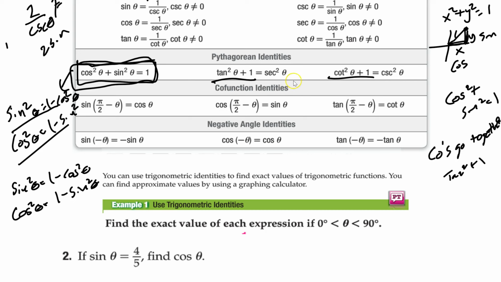Another way you can do that is to go back to our basic formula. Cosine squared plus sine squared equals 1. Divide everything by cosine squared.